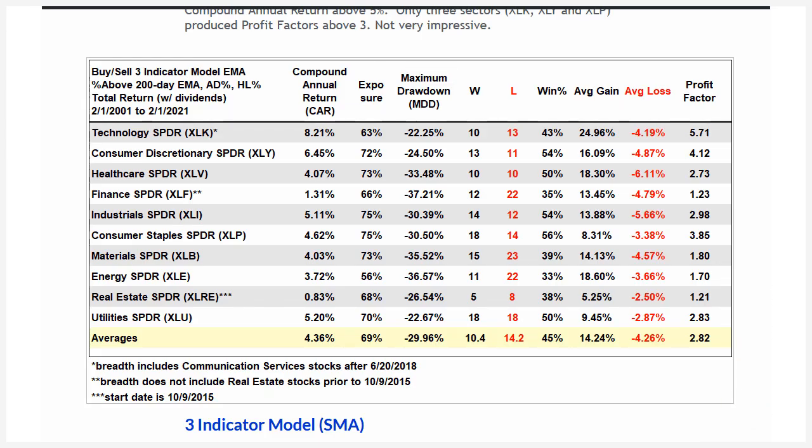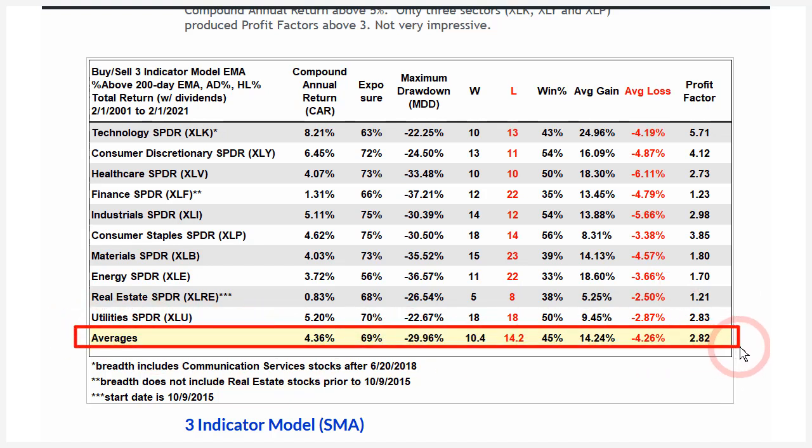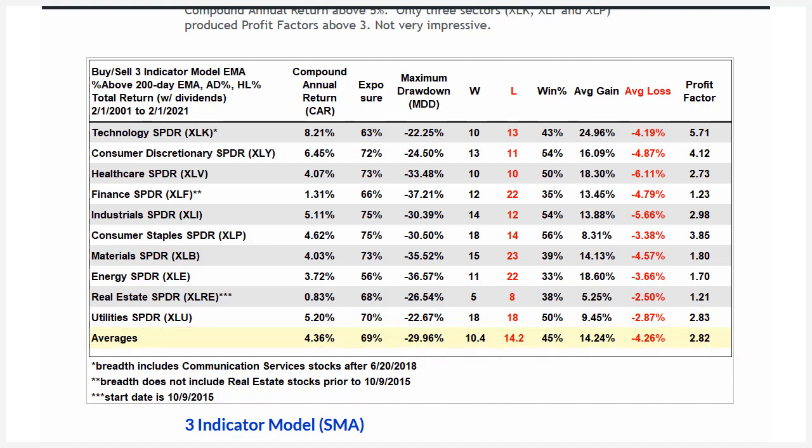So if we look at average performance for the 3 indicator model for the 10 sectors going back 20 years, except for XLRE, which didn't start trading until 2015, not very impressive compound annual return of 4.36%, profit factor of 2.82.